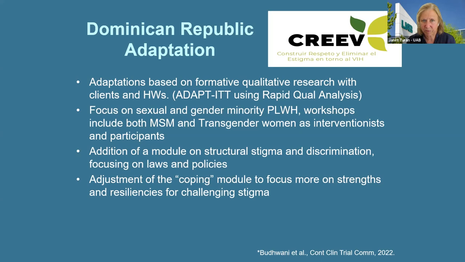As with all of these projects, we started with good formative adaptation research. So we did qualitative research again with clients and health workers in that setting, using a formal adaptation framework with steps, and then using rapid qualitative analysis to enable us to get the results quickly and get this adaptation going. We focused on sexual and gender minority people living with HIV, and our workshops included both MSM and transgender women as interventionists and participants.